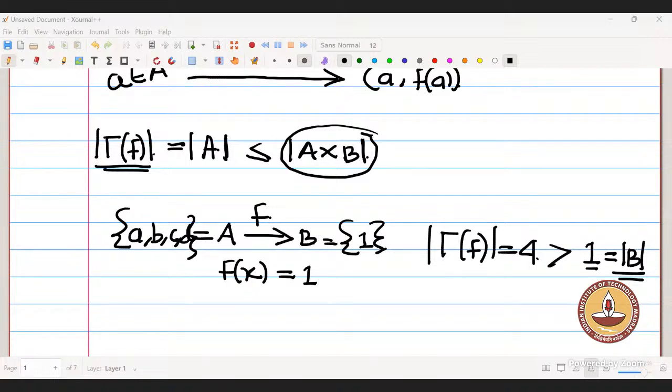Excuse me, sir. Sir, which question number is this? 7.3, question number 9. Okay, so any other doubt? Sir, 7.4, question number 1. So you don't have any doubt from question number 9? Now 9 is clear? Yes, sir, 9 is clear. Okay, so what is your next doubt? 7.4, question number 1. Okay.